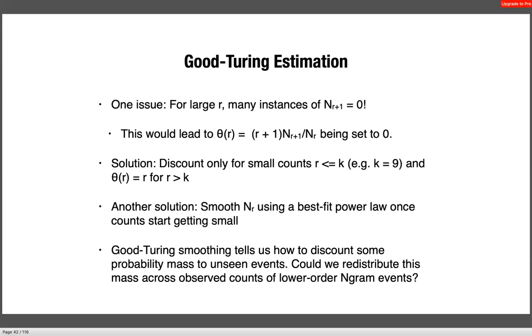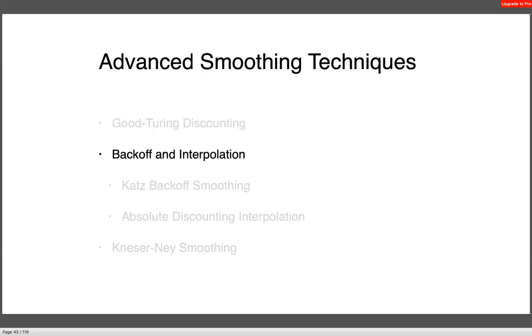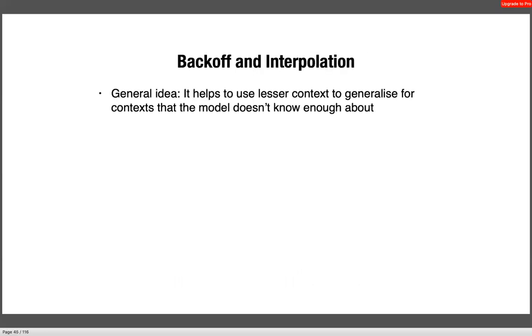So Good-Turing smoothing is now allowing you to discount probability mass to unseen events. Now let's think about how we want to do this distribution across unseen events. Let's look at two common ideas in language models: one is backoff and the other is interpolation. The idea of backoff is that when you don't have counts in a higher order context, you back off to a context which is smaller in size. So you use lesser context to generalize for larger context that the model doesn't know enough about.